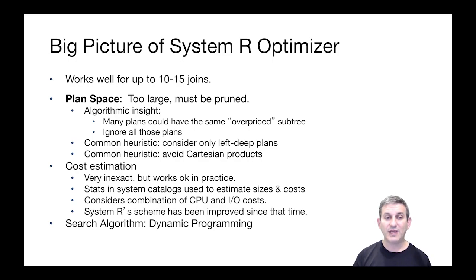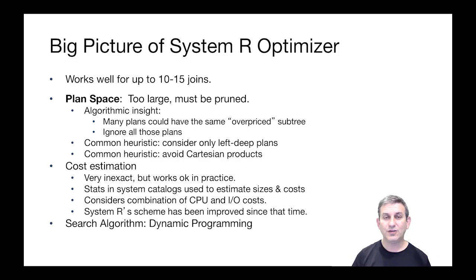The statistics in system catalogs are usually fine. They're used to estimate the sizes of the base tables and therefore the costs of operations on those base tables. The cost estimation in the System R paper considered both CPU and I/O costs. Today, for simplicity, we'll mostly talk about I/O costs, and CPU costs are usually just a small fraction on top of that. And I will say that System R's schemes for cost estimation have been improved over time, and today we'll look at one improvement along those lines, which is in terms of using histograms instead of just using simple statistics. And you'll see what I mean when we get there.